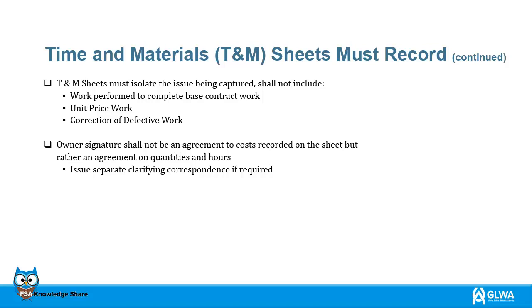T&M sheets must isolate the issue being captured, shall not include work performed to complete base contract work, unit price work, correction of defective work. Owner's signature shall not be an agreement to costs recorded on the sheet but rather an agreement on quantities and hours. Issue separate clarifying correspondence if required.